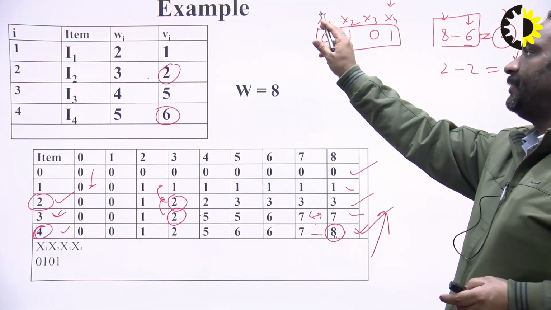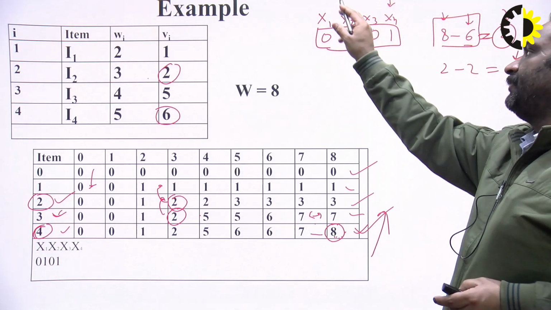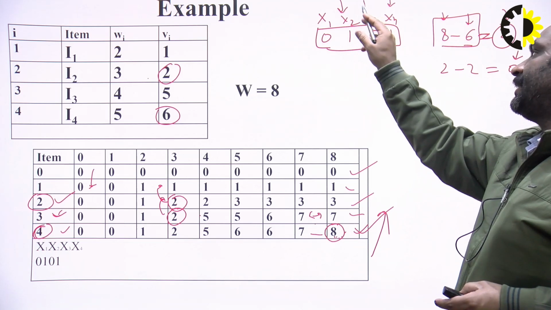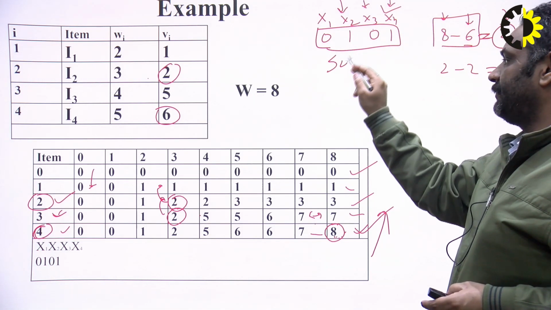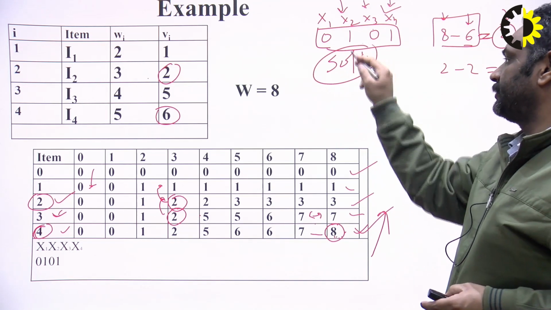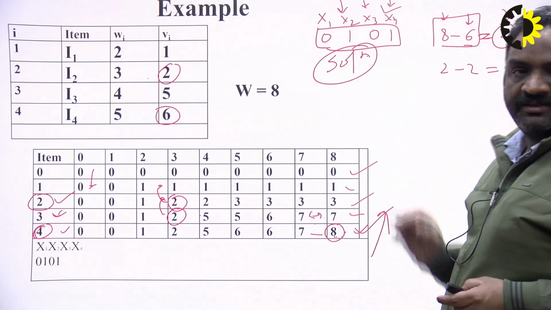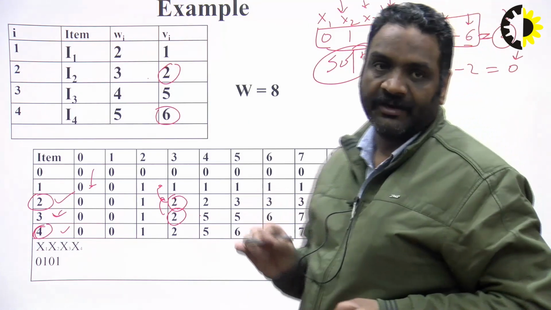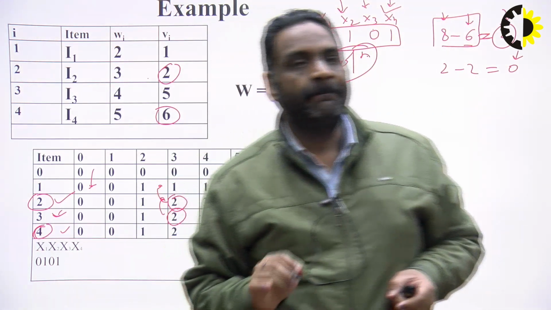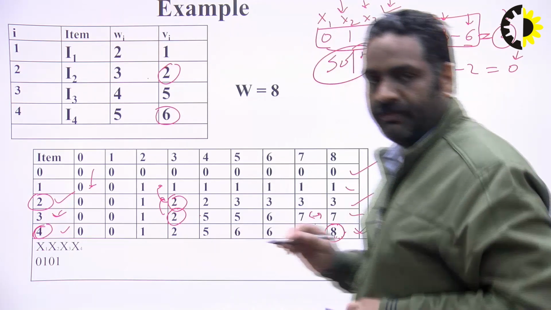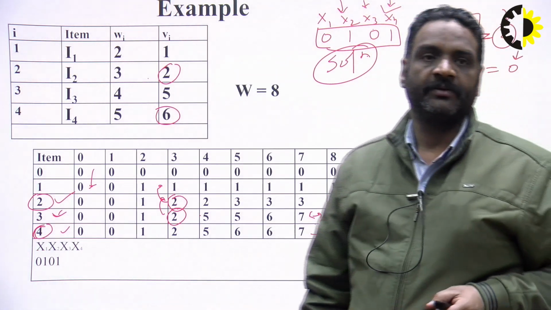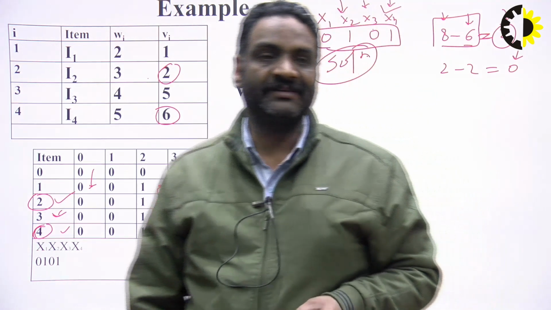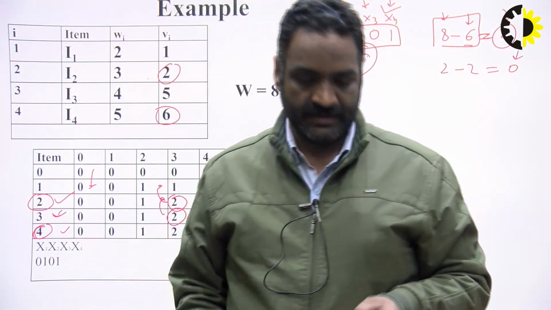That means we are not taking the first element, we are taking the second element, we are not taking the third element, we are taking the fourth element. This is our required feasible solution. This is the sequence of items that will give the maximum profit. Maximum profit is what? 8 is the maximum profit. So this is how we solve this 0-1 knapsack problem. Jai Hind all.